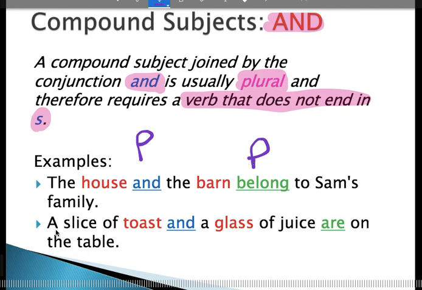Second example, a slice of toast and a glass of juice are on the table. We're not saying that a toast is on the table or a glass of juice is on the table. We're saying both of them are on the table. When we're joined by this and here, it makes it plural because both of them are on the table. So we need the plural verb, which is are. You wouldn't say a slice of toast and a glass of juice is on the table, because is is singular, are is plural. So when we join 2 subjects with the conjunction and, we have a compound subject that we consider plural.